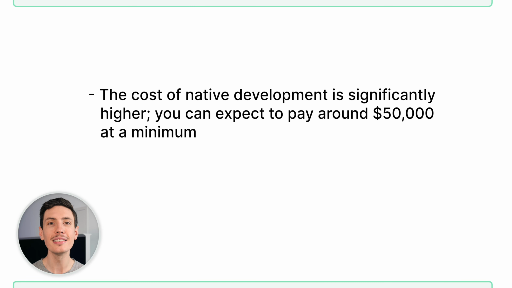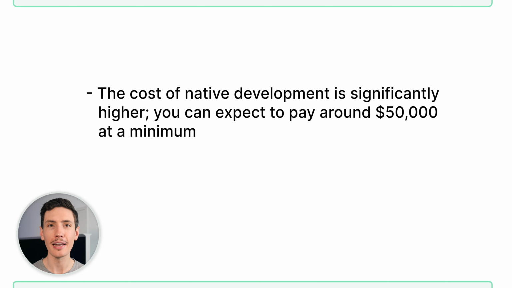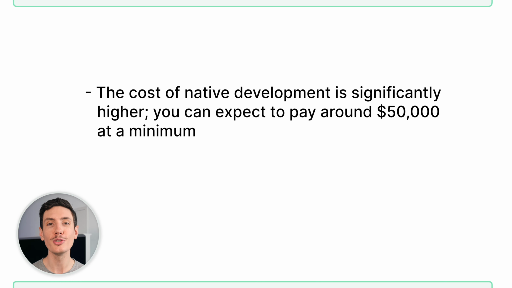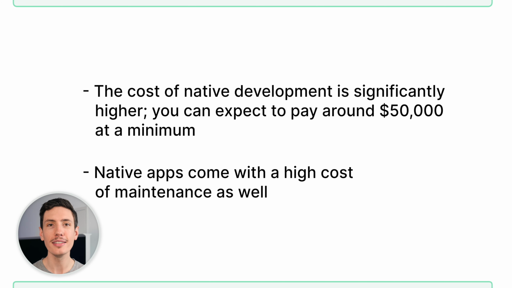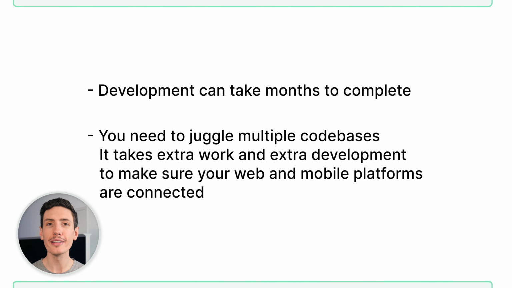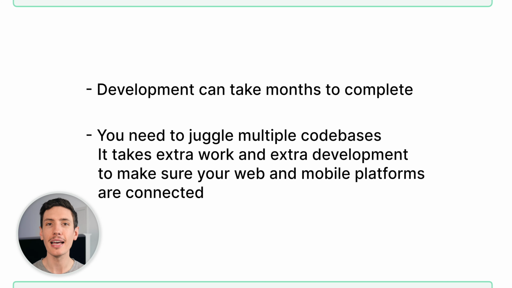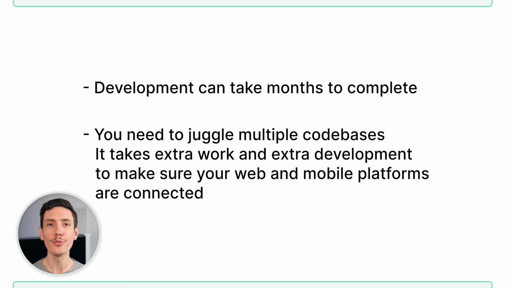Now, some of the cons are the cost of native development is significantly higher, and you can expect to pay around $50,000 at a minimum, multiplied by 2 because you need an iOS and Android app. Native apps also come with a high cost of maintenance as well, and development can take months to complete. You also need to be juggling multiple code bases, and it takes extra work and extra development time to make sure your web and mobile platforms are connected.